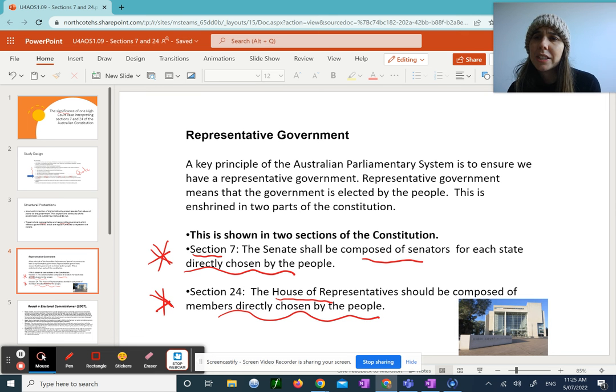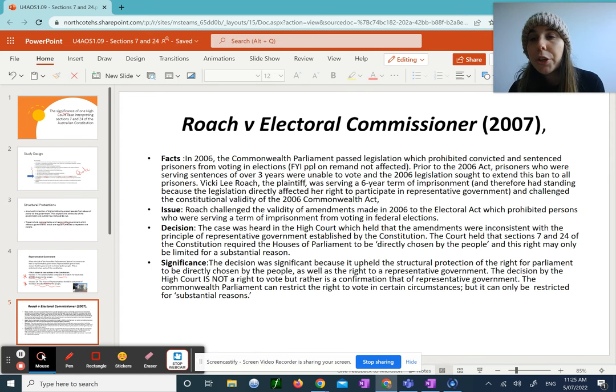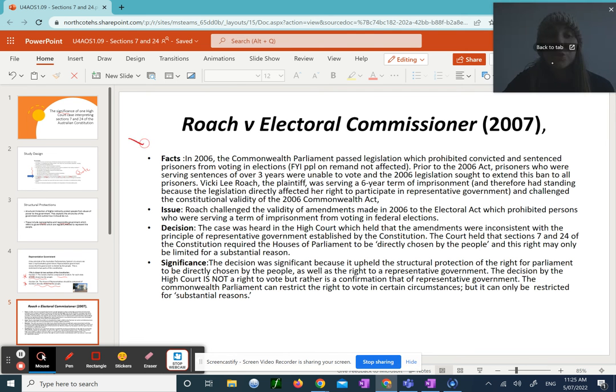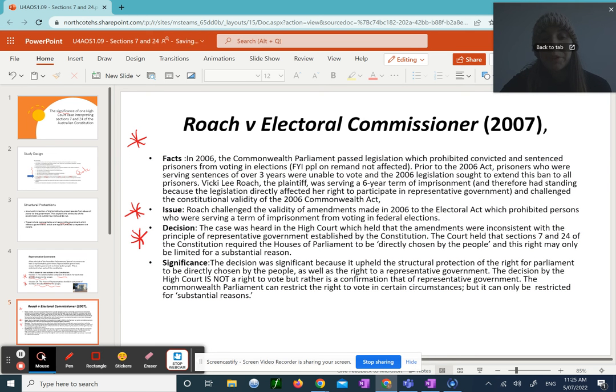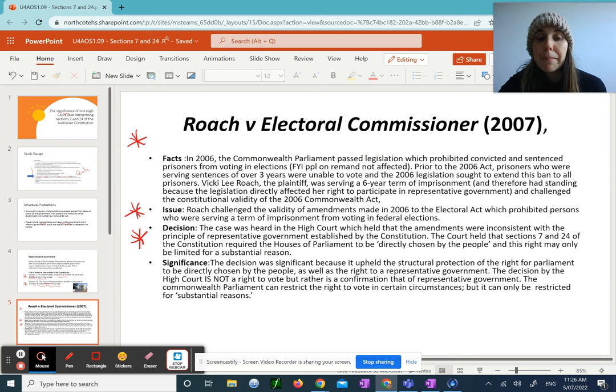Okay, so let's look at a case study that actually talked about these two sections and actually kind of confirmed representative government. Now, maybe back in year 11, you might have touched on this concept of FIDS. So we're going to do FIDS today, which basically means that when you get an exam question that asks you the significance or importance of a case, you have to do the following thing. You have to say the facts of a case, so who, what, where. You have to say the issue, what's the legal problem. You have to say the decision of the court. So what we mean by that is what did the court finally rule about? And lastly, you have to say why the case is important.